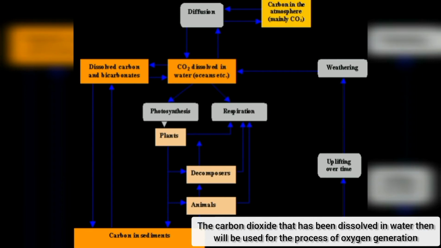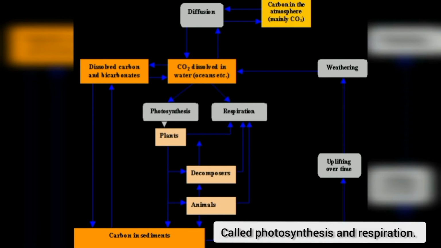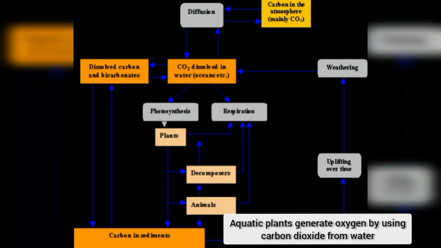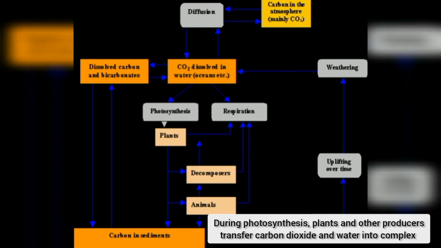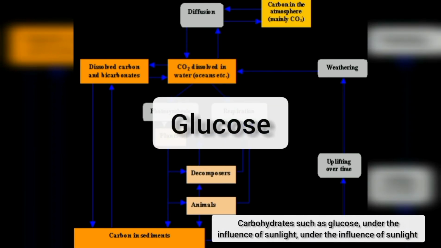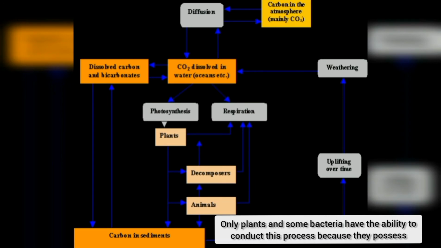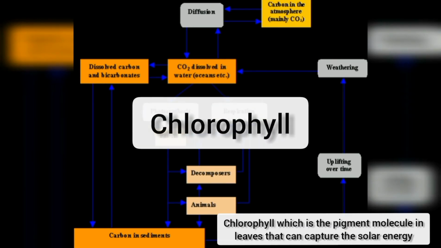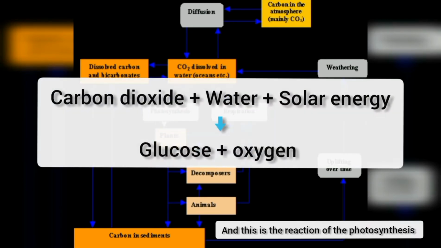The carbon dioxide that has been dissolved in water will then be used for the process of oxygen generation called photosynthesis and respiration. Aquatic plants generate oxygen by using carbon dioxide from water. During photosynthesis, plants and other producers transform carbon dioxide and water into complex carbohydrates such as glucose under the influence of sunlight. Only plants and some bacteria have the ability to conduct this process because they possess chlorophyll, which is the pigment molecule in leaves that can capture solar energy. And this is the reaction of photosynthesis.